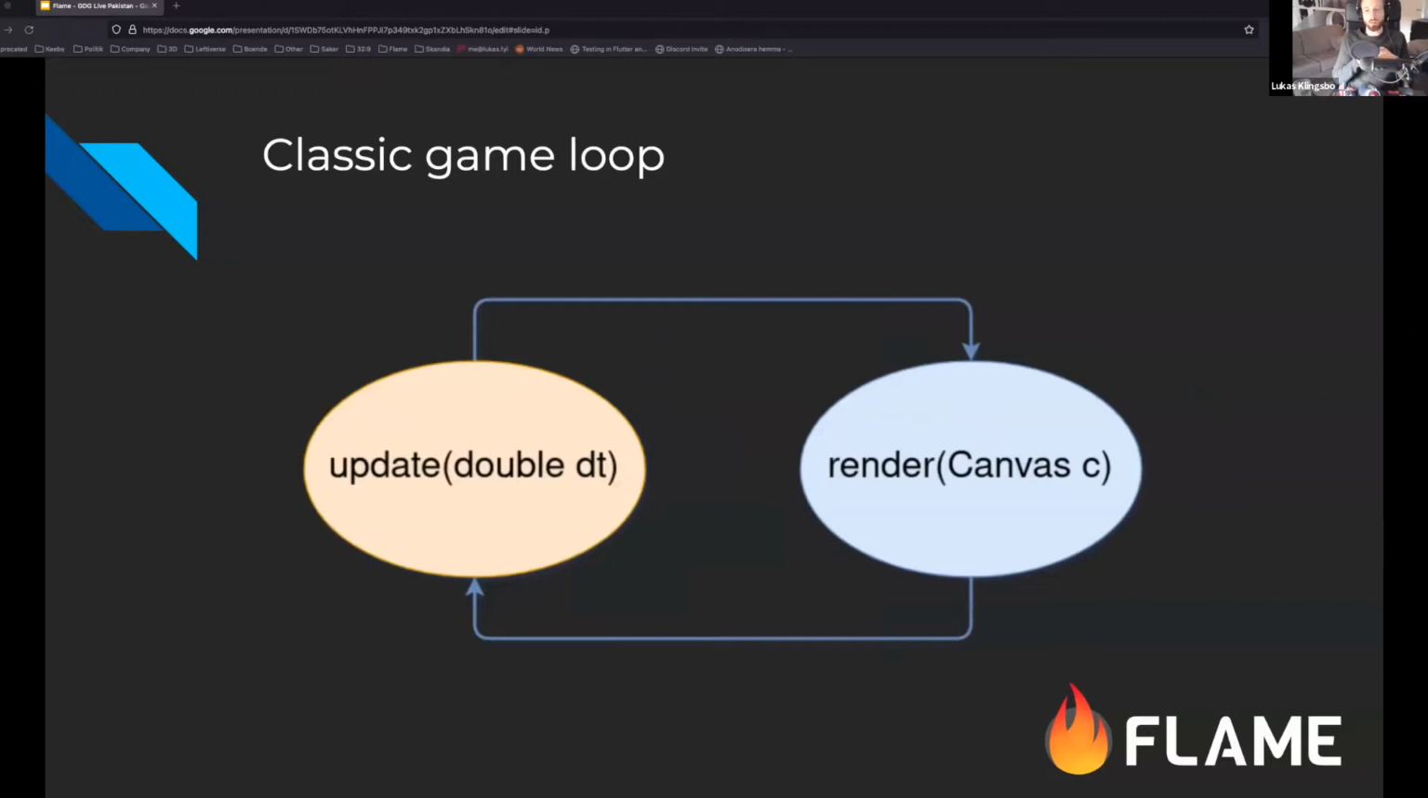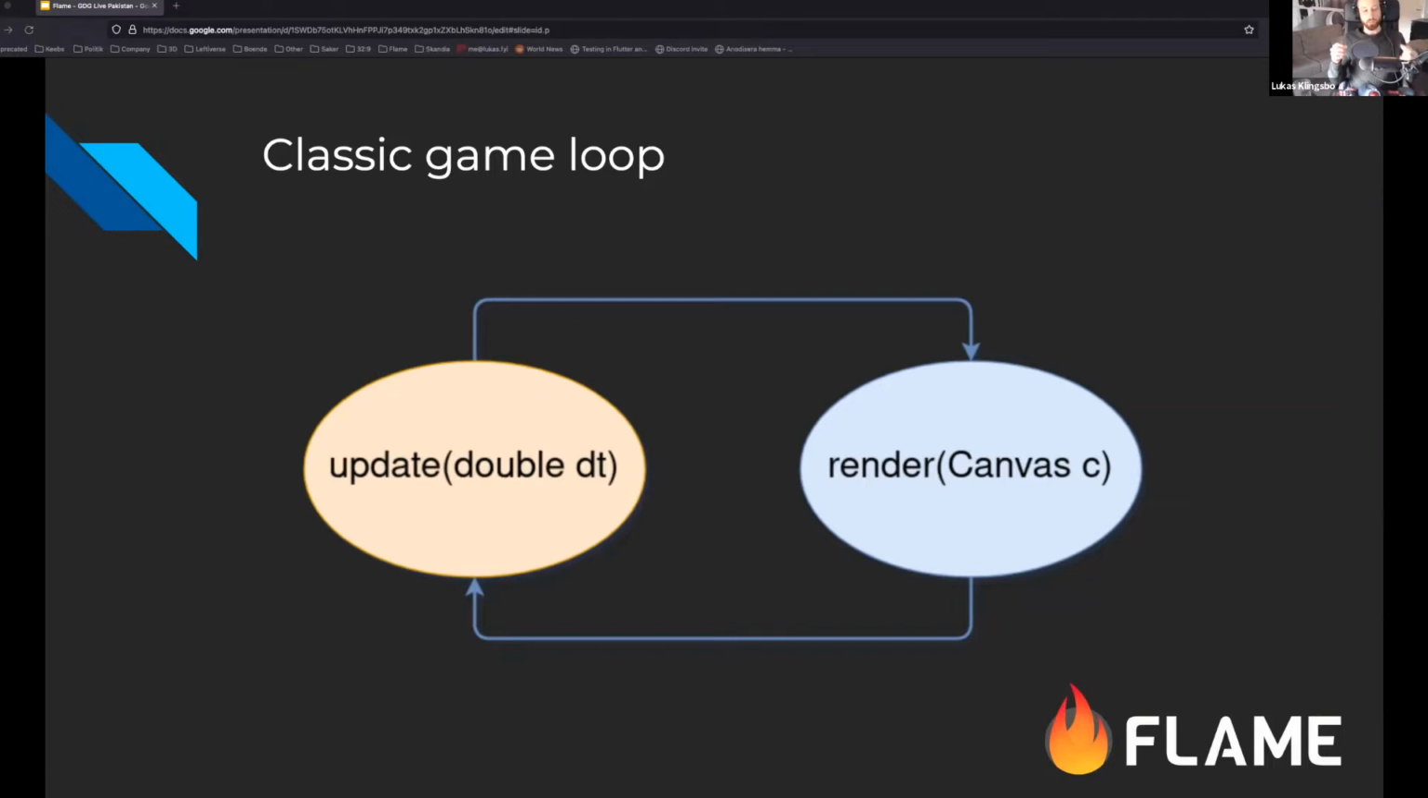So if you're not familiar with game development, which I wasn't before I started developing Flame, there is a pattern called the game loop in game development. And in the game loop, you basically have two methods. One is called update and one is called render. And these are called in an infinite loop, 60 times per second if you want to run at 60 FPS, or like 120 if you want to run at 120 FPS.